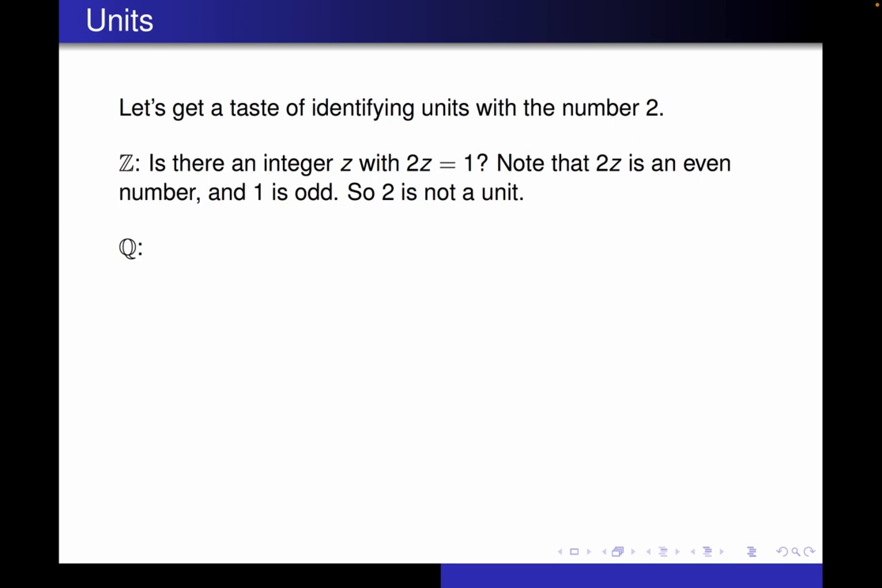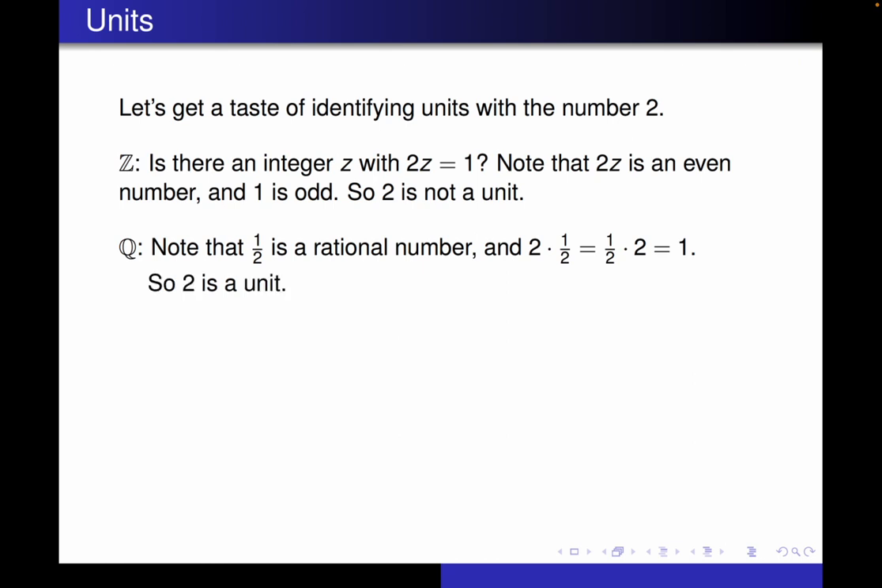What about in the rational numbers? Well, in the rational numbers, now you have that 1/2 is a rational number, right? 1/2 was not an integer, that's why we had trouble with Z. And notice that when you multiply 1/2 on both sides of 2, 2 times 1/2 or 1/2 times 2, you get 1. That means 2 is a unit, and by the way, so is 1/2, right? Because it has a multiplicative inverse, 2.